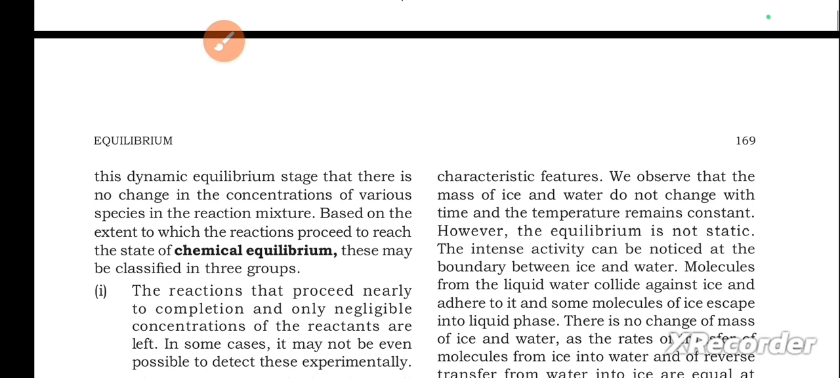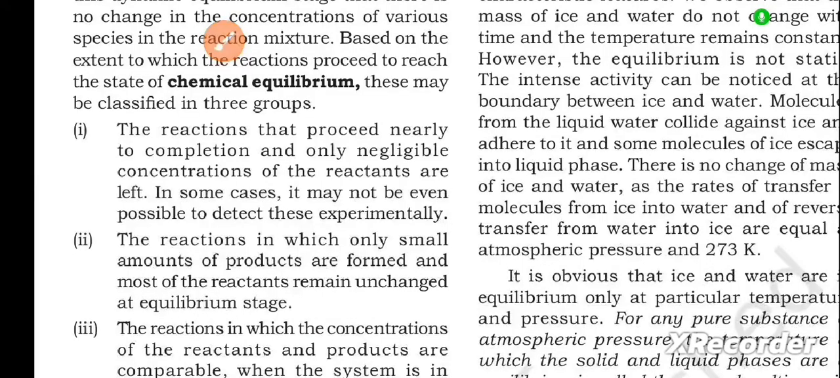It is due to this dynamic equilibrium stage that there is no change in the concentrations of various species in the reaction mixture. Based on the extent to which the reactions proceed to reach the state of chemical equilibrium, these may be classified in three groups. First one, the reactions that proceed nearly to completion and only negligible concentrations of the reactants are left. In some cases, it may not even be possible to detect these experimentally.